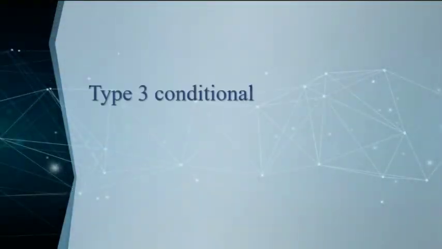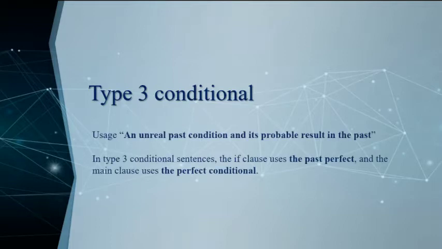Next is the type 3 conditional. The type 3 conditional is used to refer to a time that is in the past and a situation that is contrary to reality. The facts they are based on are the opposite of what is expressed. Type 3 conditional is used to refer to an unreal past condition and its probable past result.